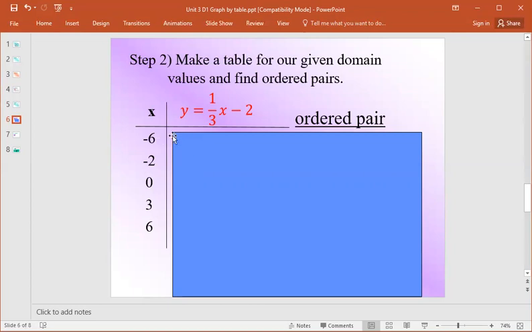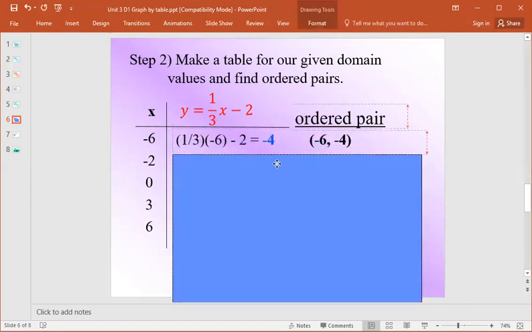So we're going to plug negative 6 in where x is. Now be very careful, because this 1/3 needs to be placed in parentheses so that the values will work out correctly when you put it in the calculator. So 1/3 in parentheses times the -6 in parentheses minus 2. 1/3 times -6 is -2, minus another 2 is -4, and that gives us the ordered pair of -6, -4. You can use a calculator, or you could even use Desmos to get your values.